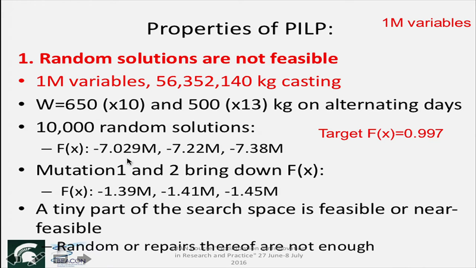Then I thought, okay, let me only use mutation 1 and mutation 2 to fix each of them. Every one of them, applying mutation 1 and then mutation 2. Well, it has come down. It has tried to make it feasible. So all equalities are made feasible now. Inequalities are still there, and I still have minus 1.39 million. It's still far away from a feasible solution. So what I'm showing with this slide is, this is such a big problem. If you're thinking of a random method, you are nowhere. You will not be able to do it. Maybe you need lots of solutions there to accidentally hit upon one.